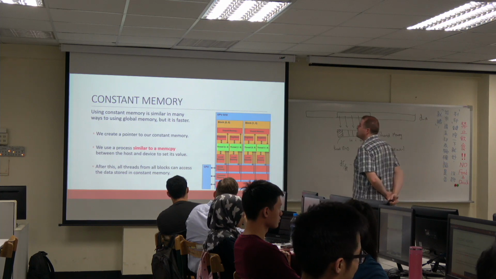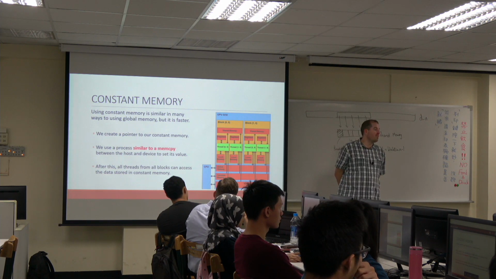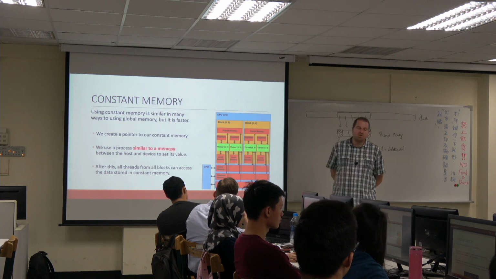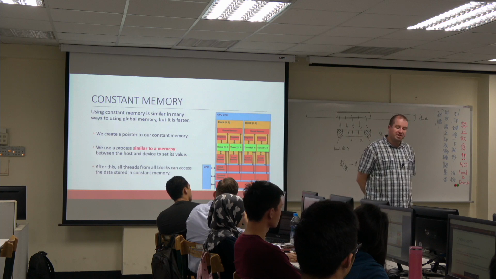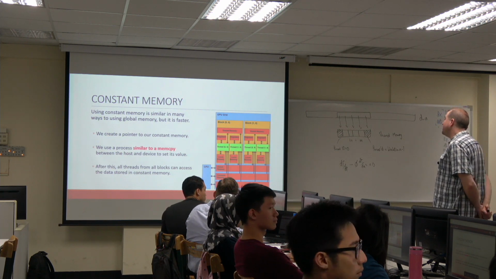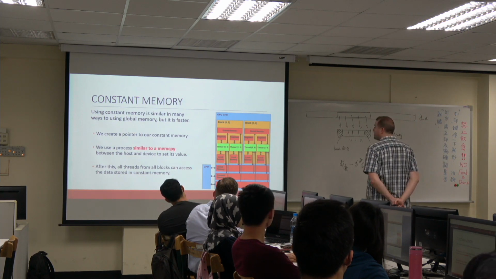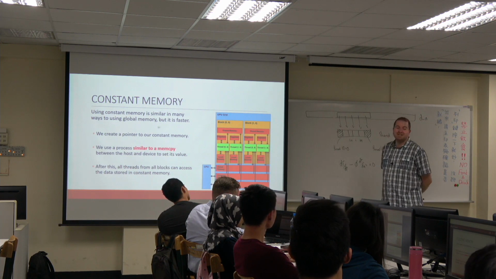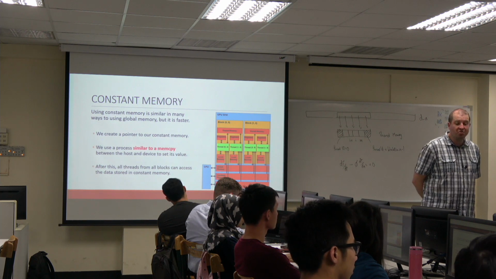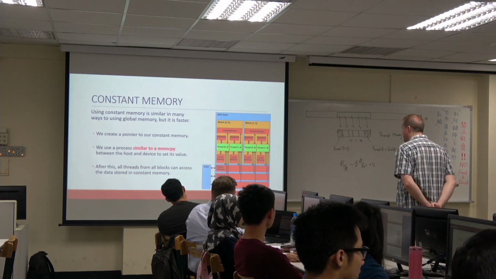So using constant memory is very similar in the way we set it up to global memory, but it is faster. To create constant memory, we need to create a pointer to the memory that we're saving in constant memory. We need to use a process similar to memcopy to allocate its value. And then after we've done this, all threads can access this variable without passing the pointer through. So this is pretty neat actually.